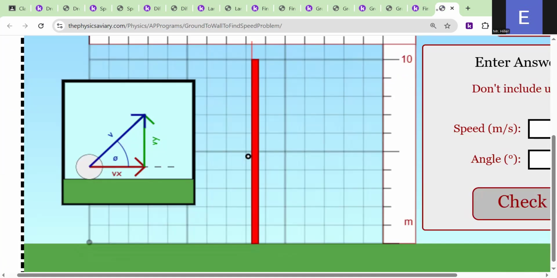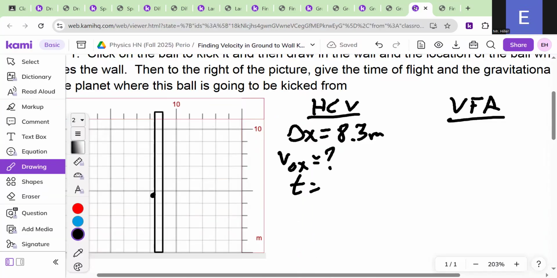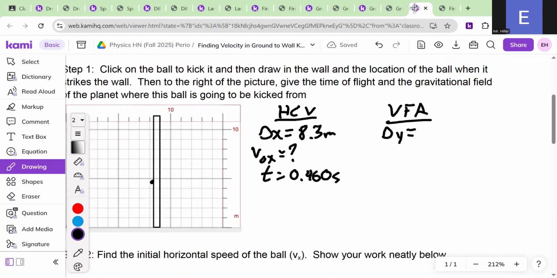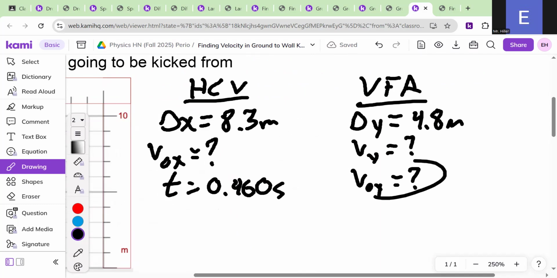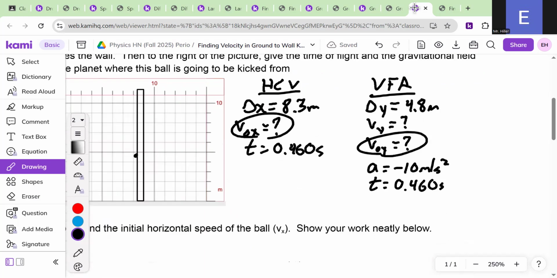Time, I was given the time of flight. So in my case, 0.46 seconds. So I can use this information to find v naught x. Now on my vertical side, delta y, that's how high the ball was. In my case, it's about maybe 4.8 meters high. Vy, I don't know what it is. V naught y is what I'm looking for. That's the ultimate thing I'm looking for. Acceleration in my case was -10. List yours. And time, it's the same time, 0.460 seconds. Okay, here we go.